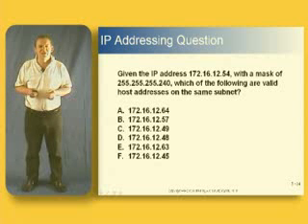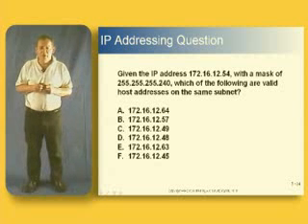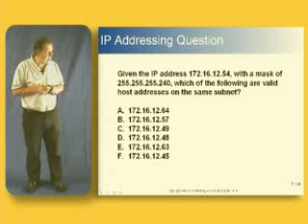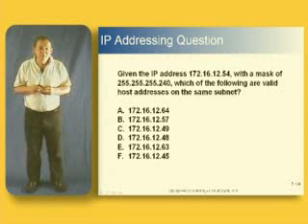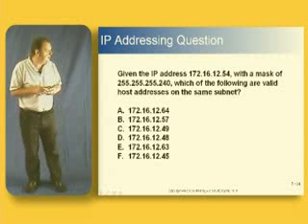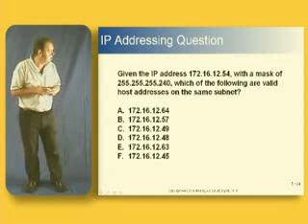We haven't got time to change everything into binary. So let's have a look straight away at a typical CCNA type question, an IP addressing question. It says here, given the IP address 172.16.12.54 with a mask of 255.255.255.240, which of the following are valid host addresses on the same subnet?